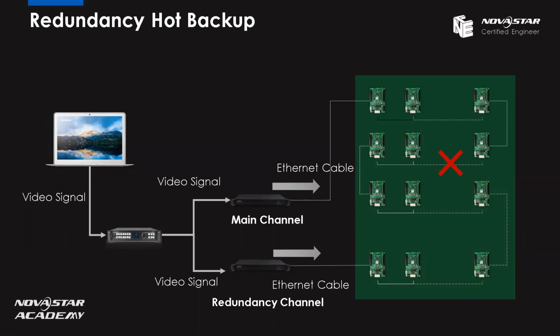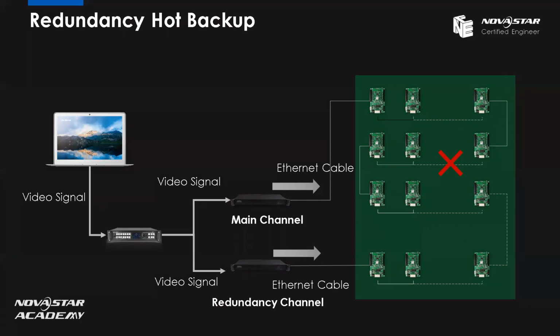So before this problem point, all the receiving cards get the signal from the main channel. And after this problem point, all the signal will come in from the redundancy channel. And I have to say that when the system is switching at this point, nobody will find the LED screen doing something differently. So the screen is always working and always showing the image perfectly.